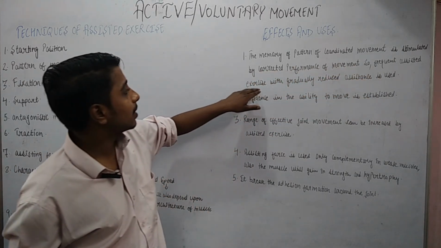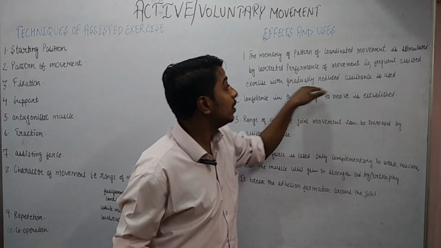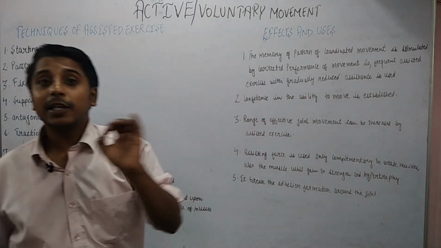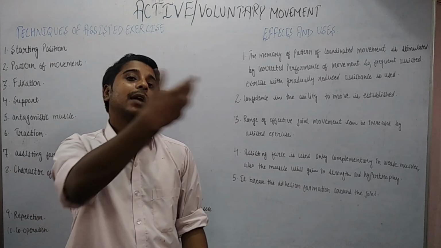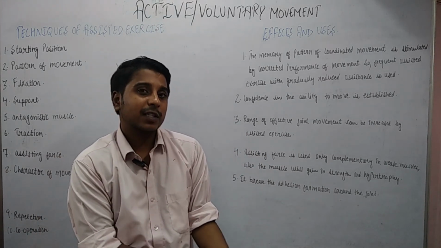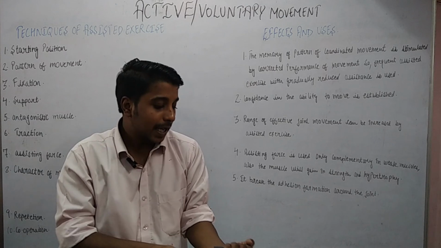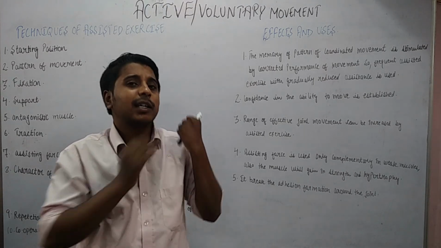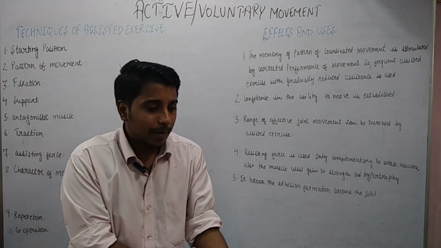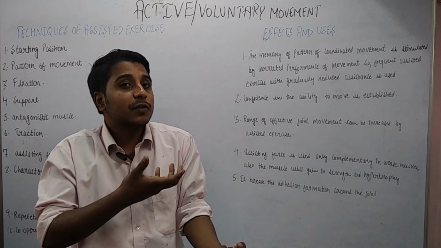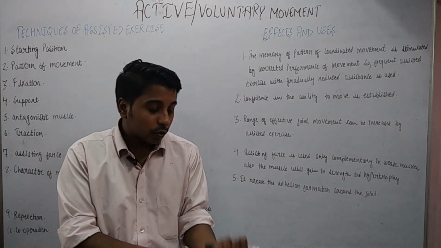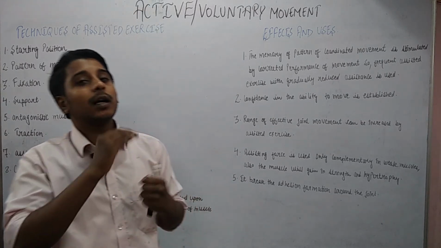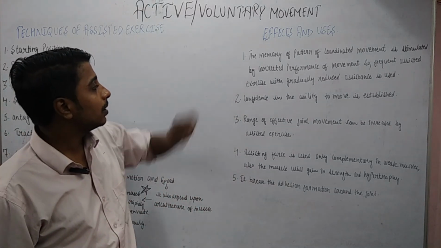So frequent assisted exercise with gradually reduced assistance is used. Initially we can give assistance at various parts. For example, I have given some assistance in the initial range, then at the middle range, then at the terminal range. But after some time, the patient will gain some amount of strength and the memory pattern will be registered in the brain. So we will gradually reduce the assistance.